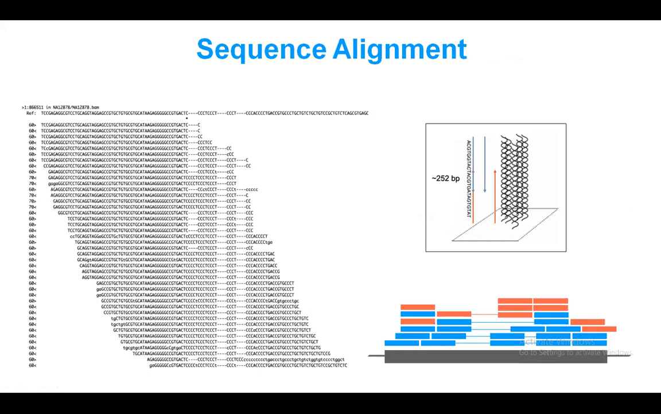And once you have different reads from the FASTQ files, this is how alignment actually happens. In this way, different reads are aligned, and this can be done by different methods.